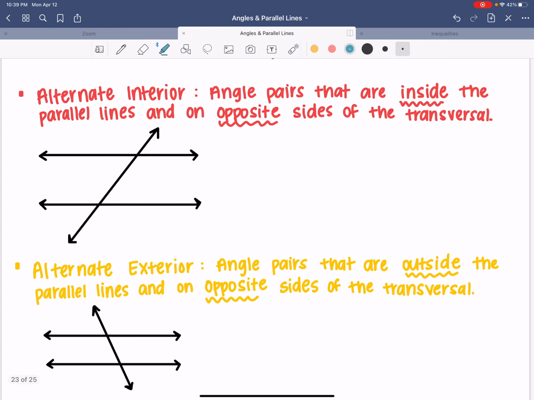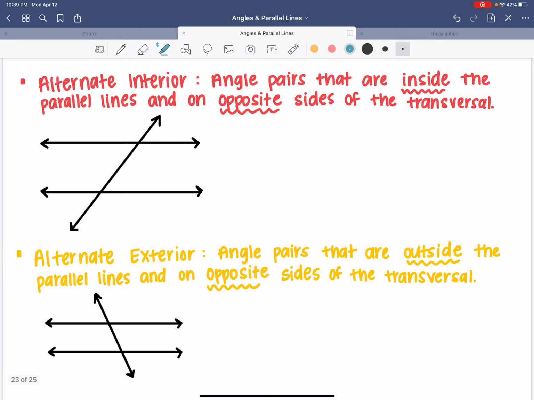Right now, alternate interior specifically, we're putting those two things together. Alternate interior angles are pairs that are inside the parallel lines on opposite sides of the transversal. So what that would look like is either here and here. That would be one pair. Okay, so those two would be an alternate interior pair, or here and here. That would be the other alternate interior pair.